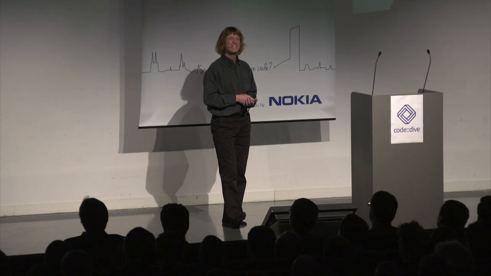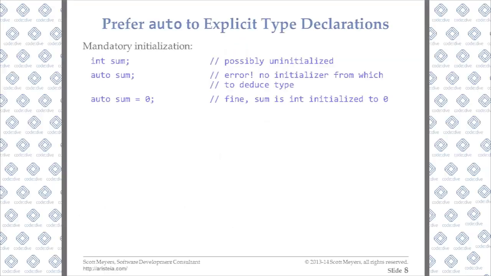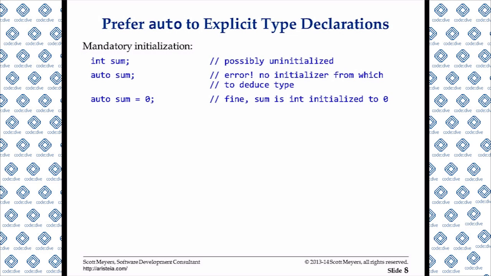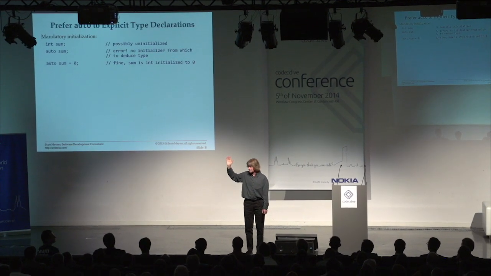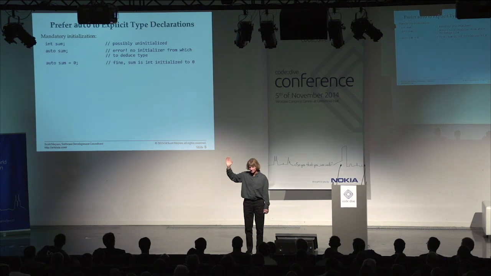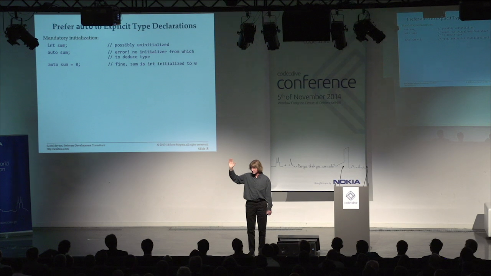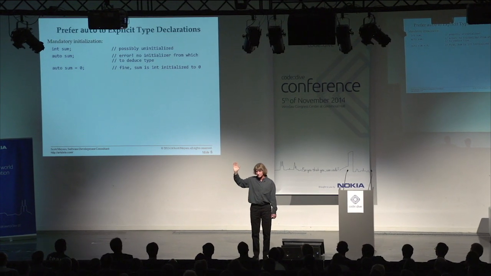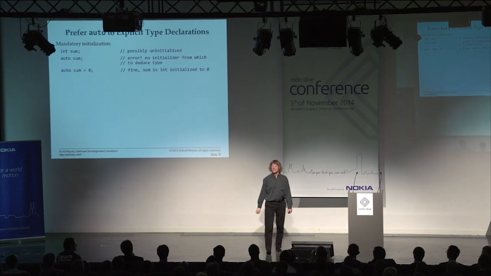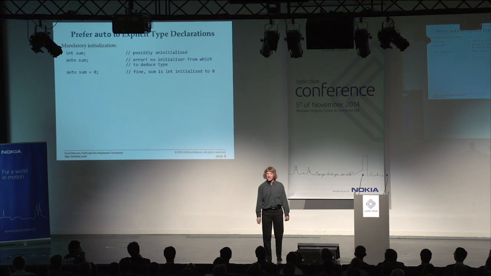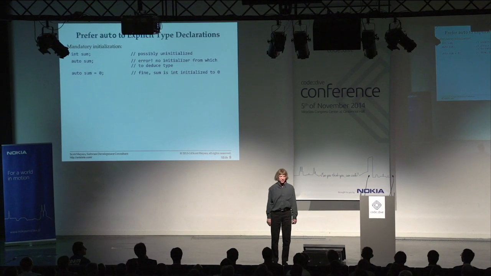So let me start with the least important reason first. So the least important reason is mandatory initialization. So if I say something like int sum, well, this is a possibly uninitialized value. Would someone like to summarize for me the conditions under which sum is not uninitialized? What about static? Okay, the official rule is anything with static storage duration is initialized to 0 in production runs, not just in debug runs, by the way.